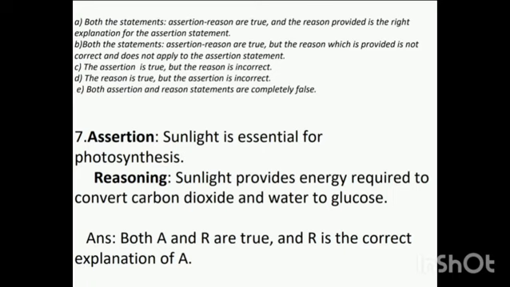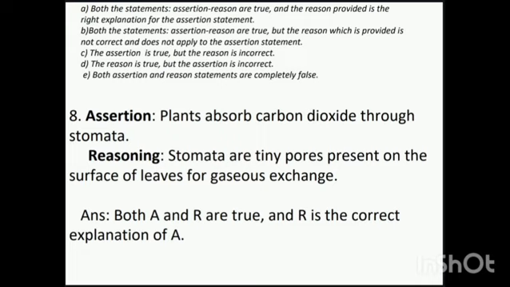We know that sunlight is needed by the plants to perform photosynthesis. The reasoning given here is sunlight provides energy required to convert the carbon dioxide and water to glucose. So the product formed after photosynthesis is glucose. So both the assertion and reasoning are true, and the R is the correct explanation of A. Plants absorb carbon dioxide through the stomata.